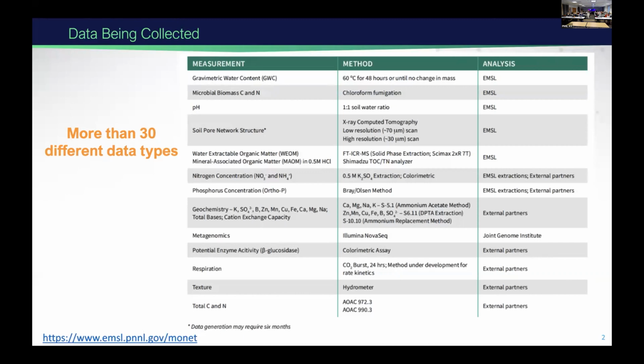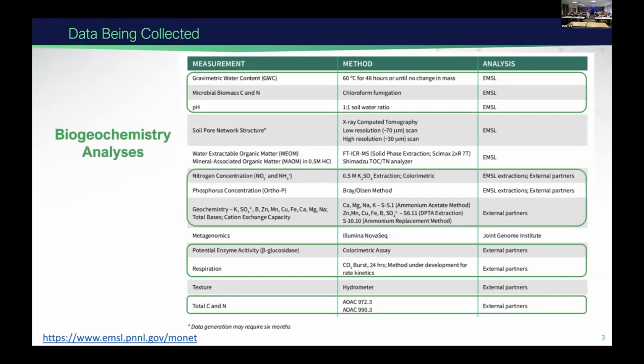We have more than 30 different data types included in this database. As John mentioned, we group them into different categories. The first one is the biogeochemistry analysis. So we have gravimetric water content, microbial biomass, carbon nitrogen measurement. pH is a common measurement for all the soil samples, and inorganic nitrogen and phosphorus measurement by extractions. And also some other cations that help with the geochemistry understanding of your soil. And of course, the cation exchange capacity measurement as well.